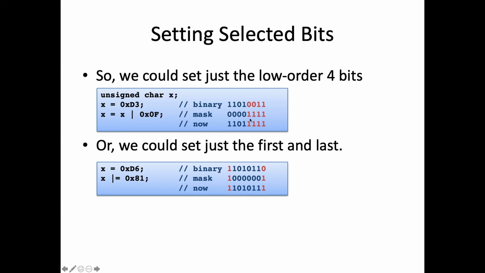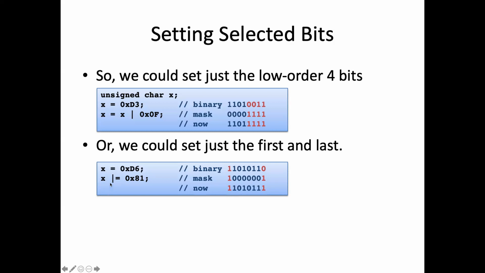I definitely got a 1, or I will get a 1, where there's a 1 in the mask. Just another example, if you wanted to set the high order and the low order bit, you could make a mask that just had 1s there and 0s everywhere else. And if you OR with that mask, that's what you'll get in the output.